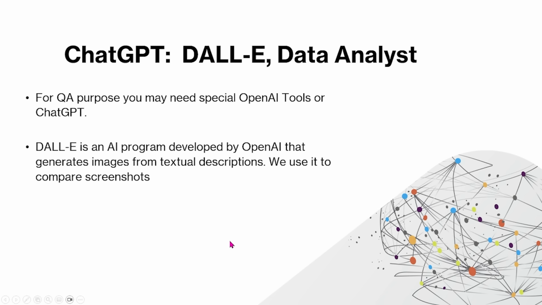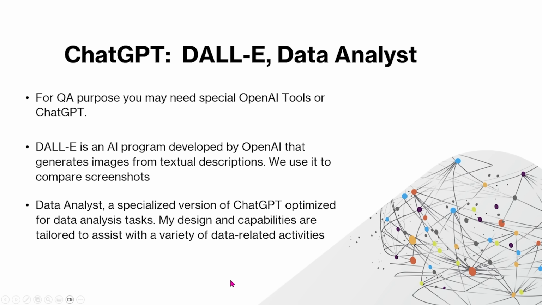The first one is DALL-E, and DALL-E is an AI program developed by OpenAI that generates images from textual descriptions. And what we're going to do is use it to compare screenshots. The second one is Data Analyst, and it's a specialized version of ChatGPT optimized for data analysis tasks. Its design and capabilities are tailored to assist with a variety of data-related activities. If you're not familiar with using either one of these, you can just directly ask ChatGPT, how do we use DALL-E or how do we use Data Analyst, and it'll give you a detailed response.